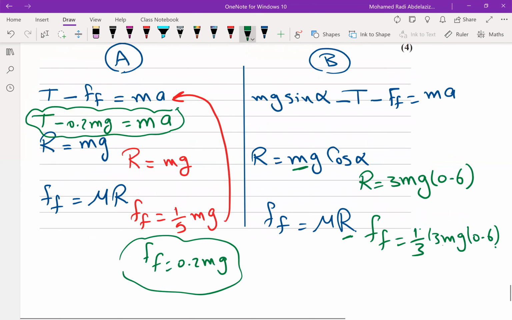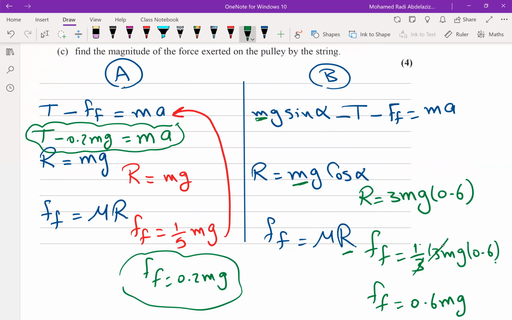If you simplify by the same way, 3 simplified with 3, so the frictional force is equal to 0.6 mg. Substitute in this equation. Now, mass is 3m, don't forget, so it will be 3 mg sine alpha, which is 0.8, minus tension minus frictional force, 0.6 mg, is equal to ma. Now m is 3m. Don't forget this, as I forgot here.